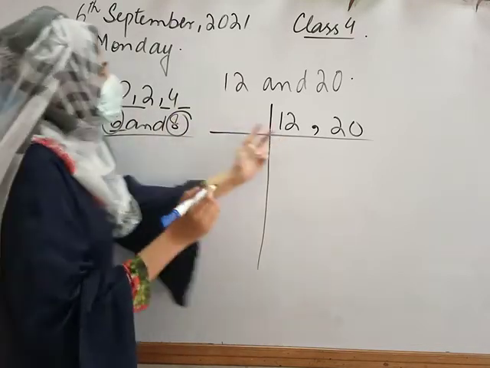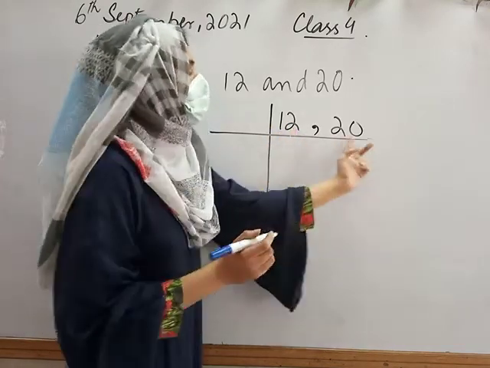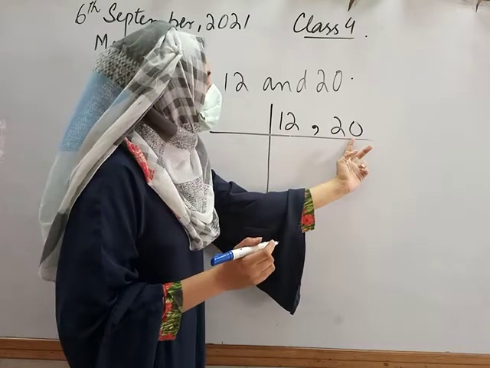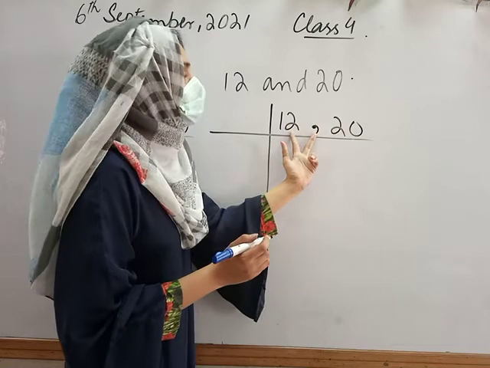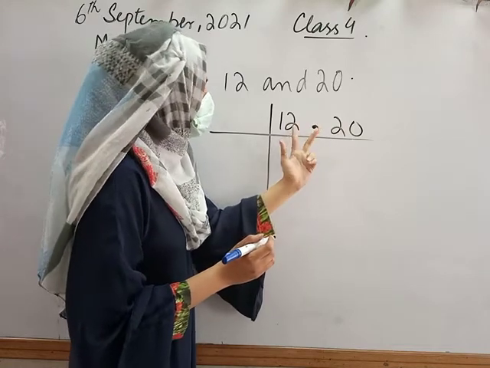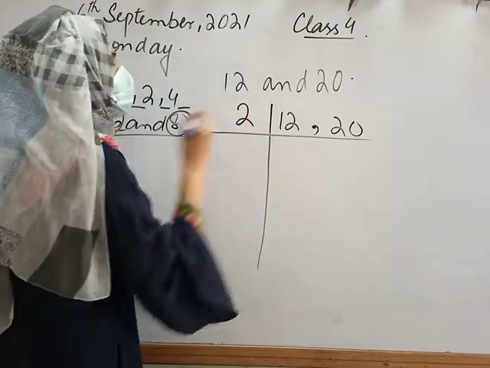Okay? So, if you look, we have 12, whose unit place is 2. And we have another number which is 20. It also has a unit place of 0. So, both numbers have a common divisor which is 2. So, that's why I will write 2.